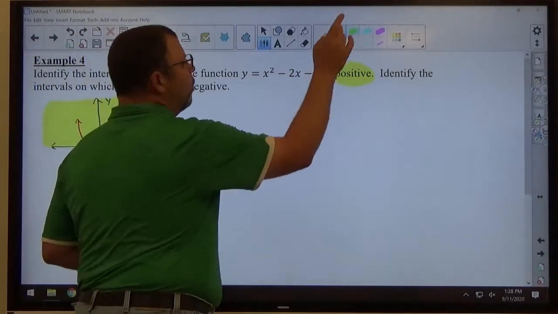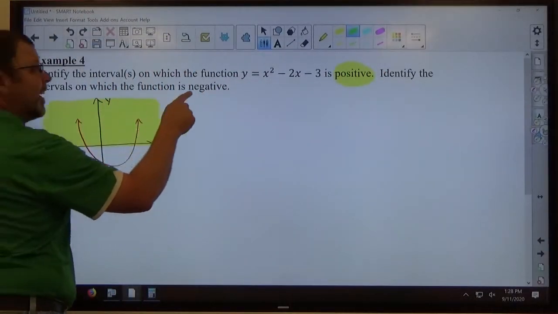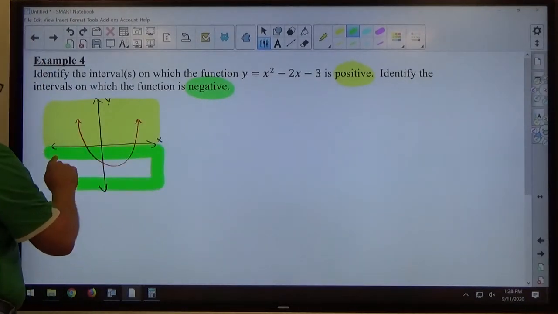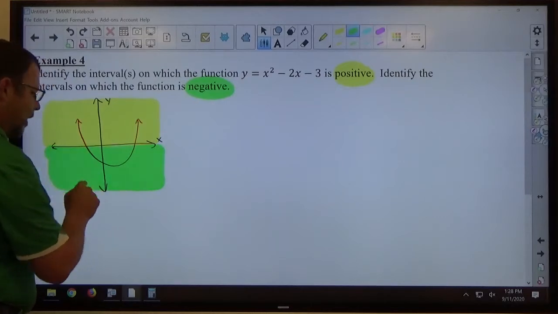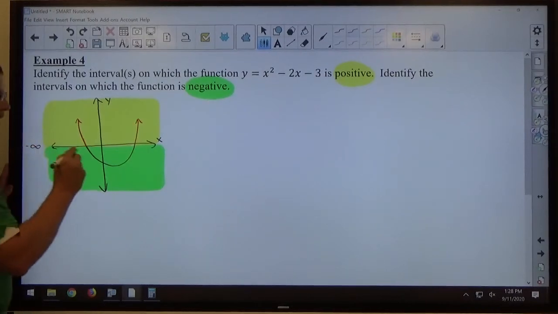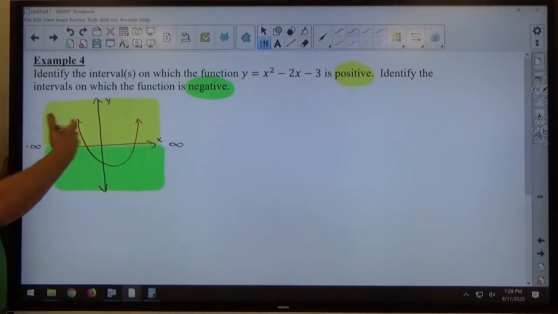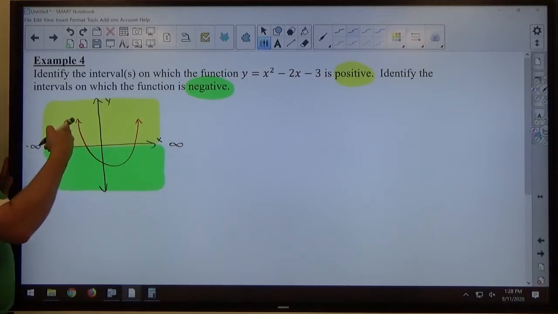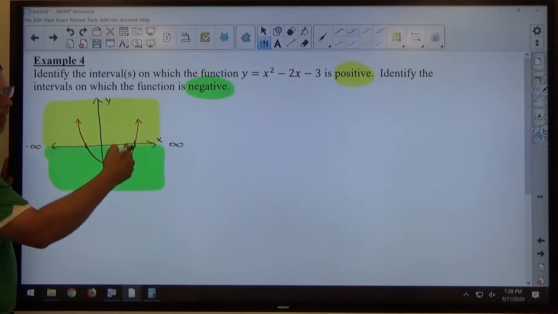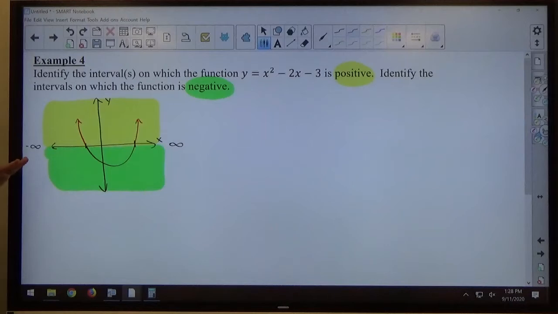When they ask to identify the intervals on which the function is negative, they're asking when the graph lives below the x-axis. And what they want to know is what the x value is where that happens. If I'm going from negative infinity to positive infinity on the x-axis, that's where x lives. You can see the switch from positive to negative occurs right here when the graph equals 0, and right here when the graph equals 0. At a height of 0, the graph can change from positive to negative or vice versa. Our task is to identify the intervals where that happens.